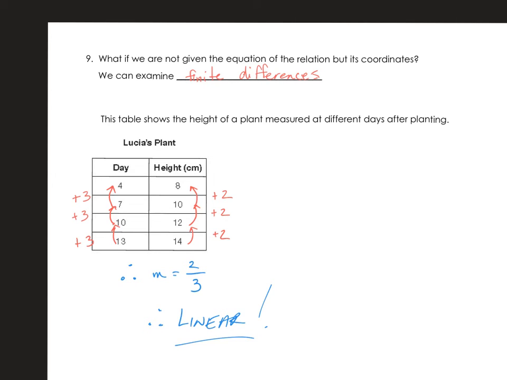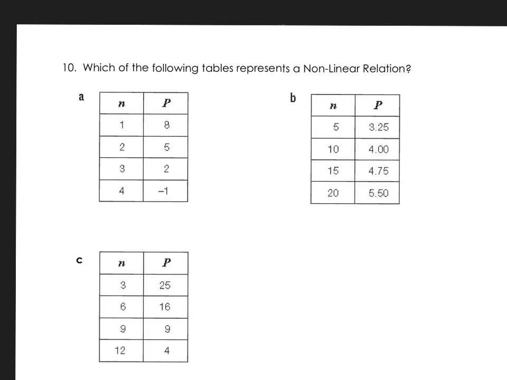I'm going to throw one more problem at you so we can see how this really comes into play as we start to compare them. Lastly, on the screen, what you're going to see are 3 tables. We have variables of n and variables of p. My n is going to represent a number, and my p is going to represent a number. My n will be my input, and my p will be my output. So within every table, then, I have the means to use finite differences to determine which one of these tables represents a non-linear relation. So let's look at table A.